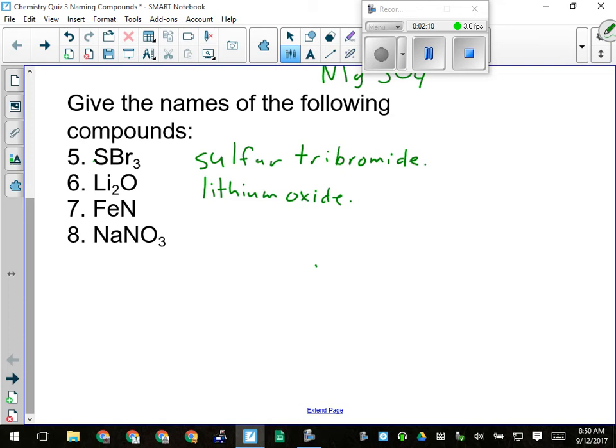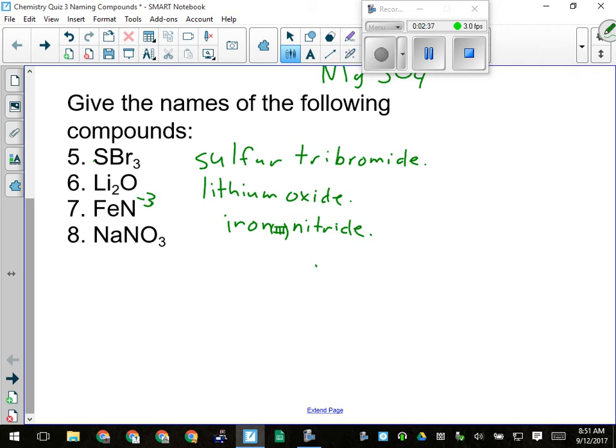Number 7, I've got iron and nitrogen. This is an ionic compound, and iron has more than one possible charge. So this is going to be iron something nitride. I just have to figure out which Roman numeral it will be. Nitrogen is always a -3. That's a 3. Okay, so that means this iron has to be +3. So this is iron Roman numeral 3 nitride.